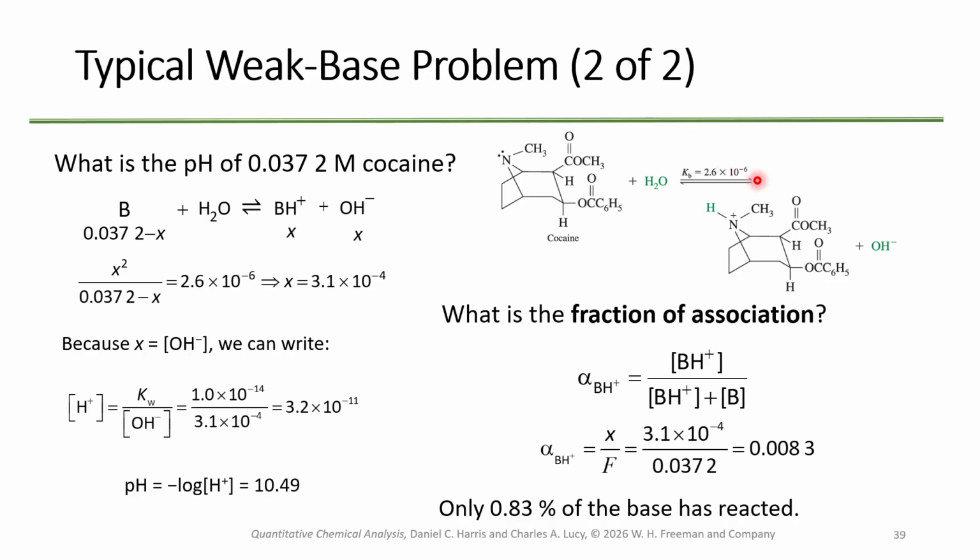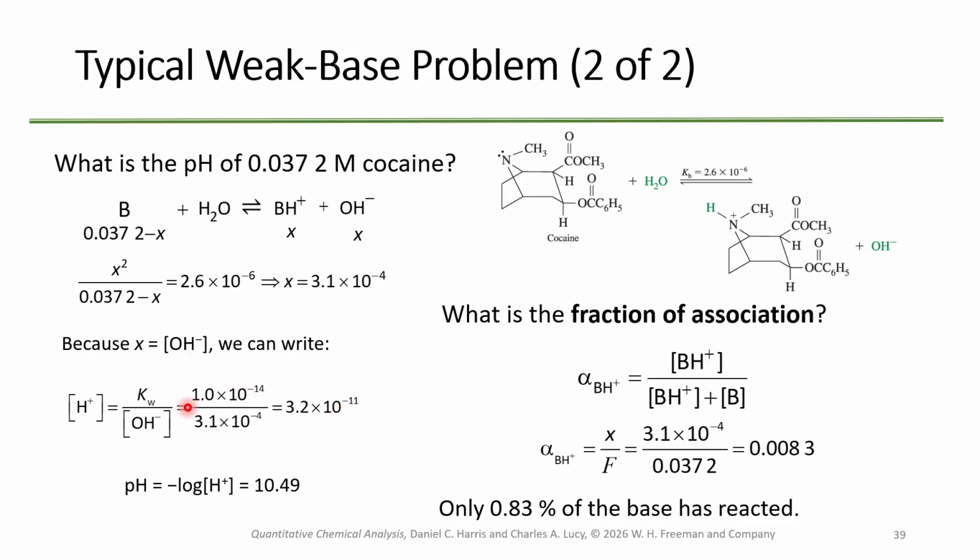But no, this is a weak base, and so the formal concentration you're given of the cocaine is not going to be equal to the OH minus concentration. That's why you have to solve the equilibrium instead. So in that X value, you have to put it under KW? Only if you have to solve for the H plus.